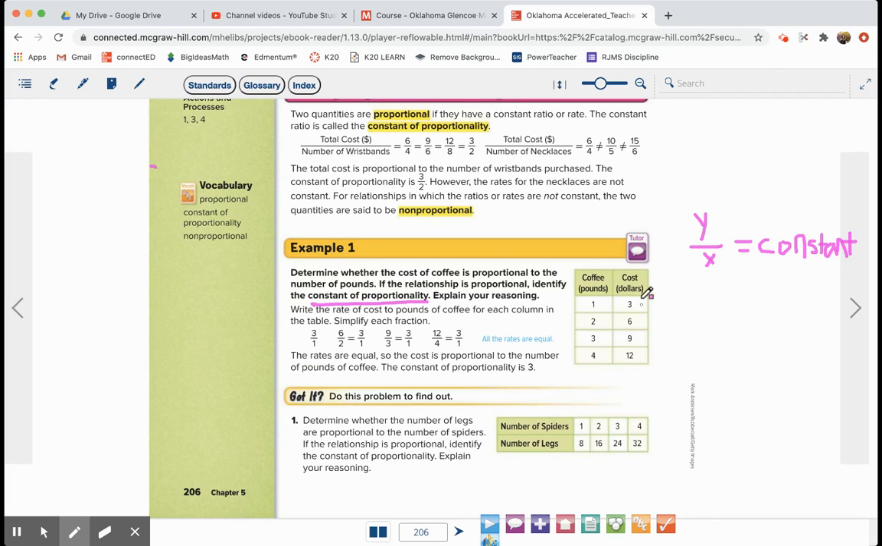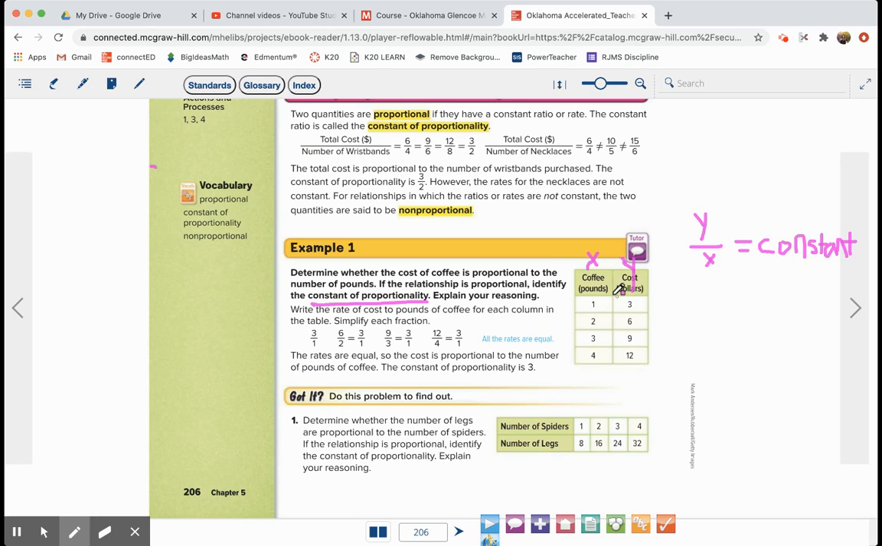Anytime they give us a table, so this table's up and down, your x is always the first variable or column, and your y is the second. So it's always set up x, then y. This one we have coffee in pounds here and the cost here. Also when they say determine whether the cost is proportional to the pounds, they're telling you cost first, which is your y, over pounds, which is x. So we would do that.